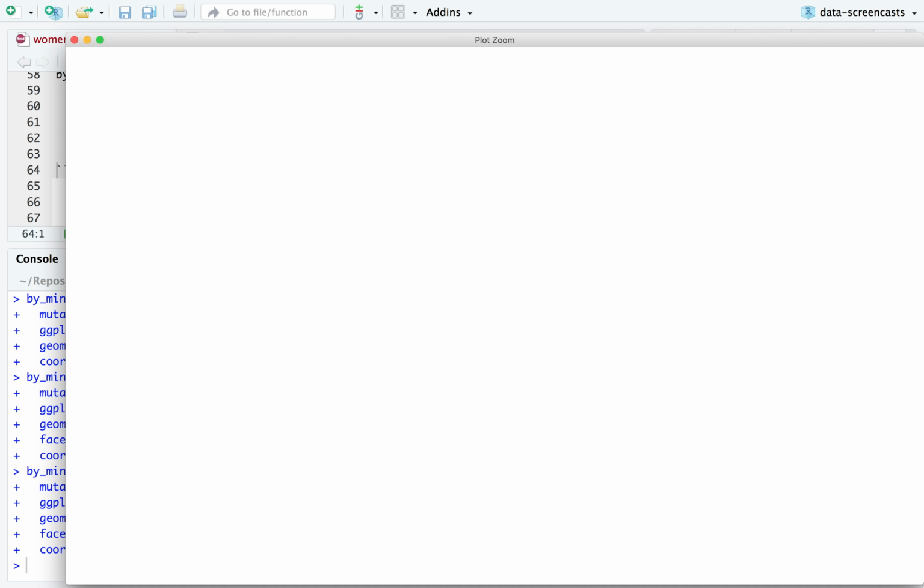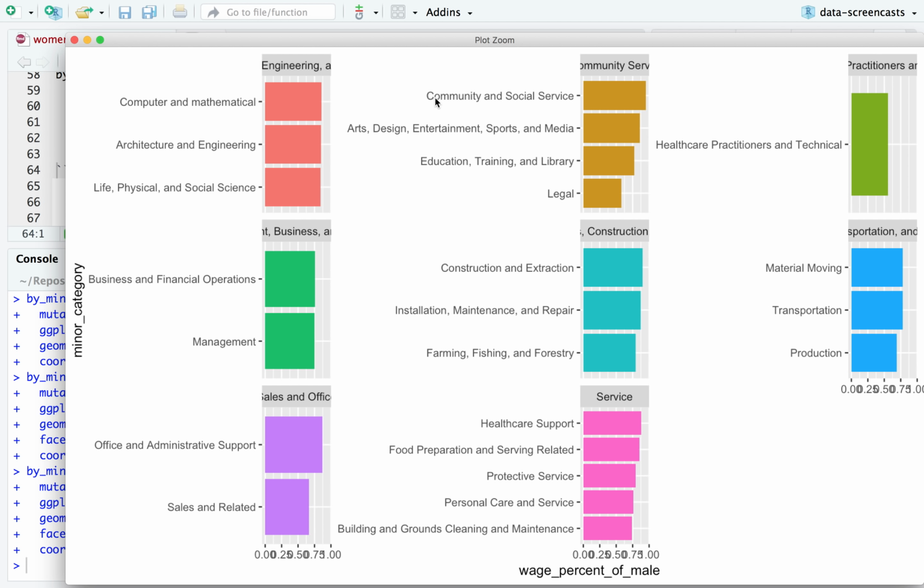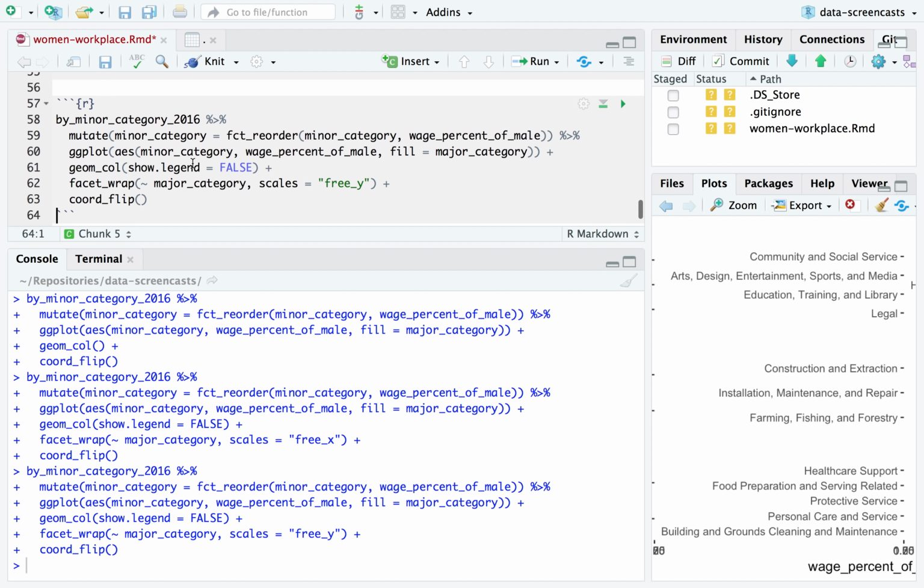The problem with the faceting is I don't have nearly enough space here. Yeah, that's a real problem. I probably can't facet it when these names are this long. I could try shortening them. It's probably not worth it. I'm going to skip the faceting plan.